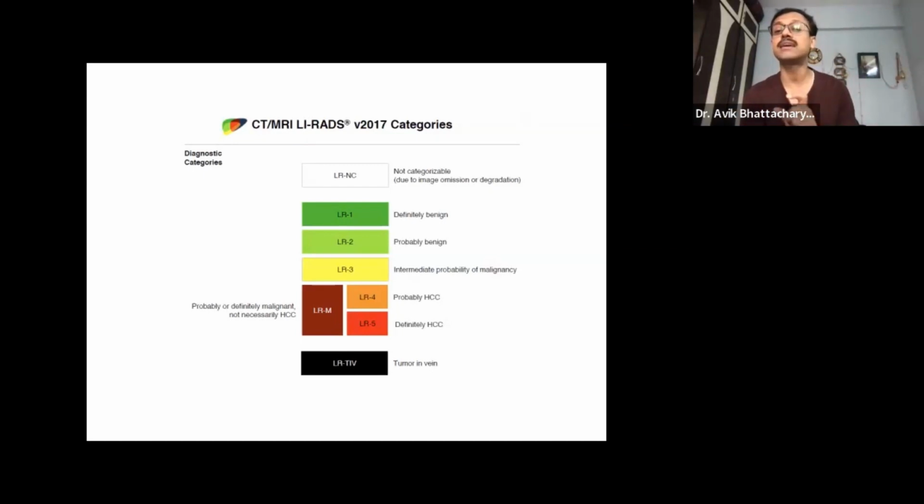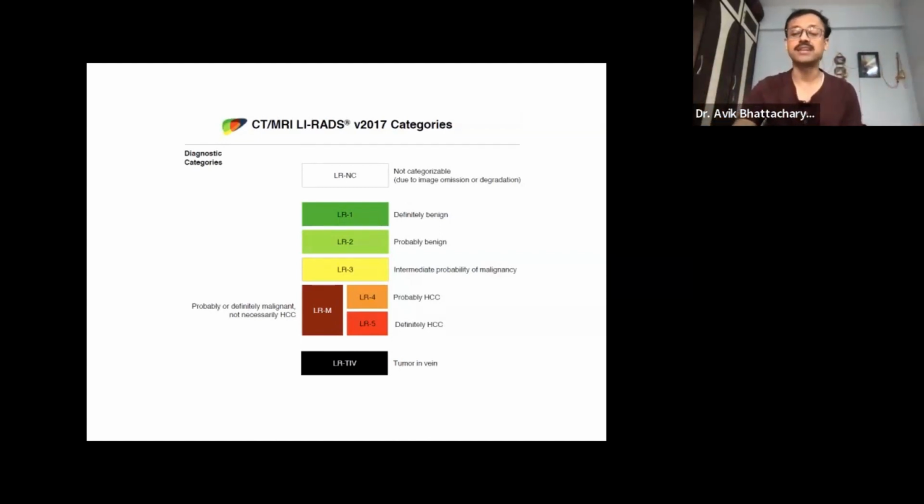It may be intrahepatic cholangiocarcinoma. It may be a hypervascular metastasis, something else, but this is malignant, not fitting with the characteristics of hepatocellular carcinoma. If I see a tumor thrombus or any soft tissue structure inside the vein, we call LR-TIV. After treatment, we call LR-TR. If we cannot characterize the lesion because of poor image quality, we call LR-NC. So it's a large gamut of different categories and interpretations.